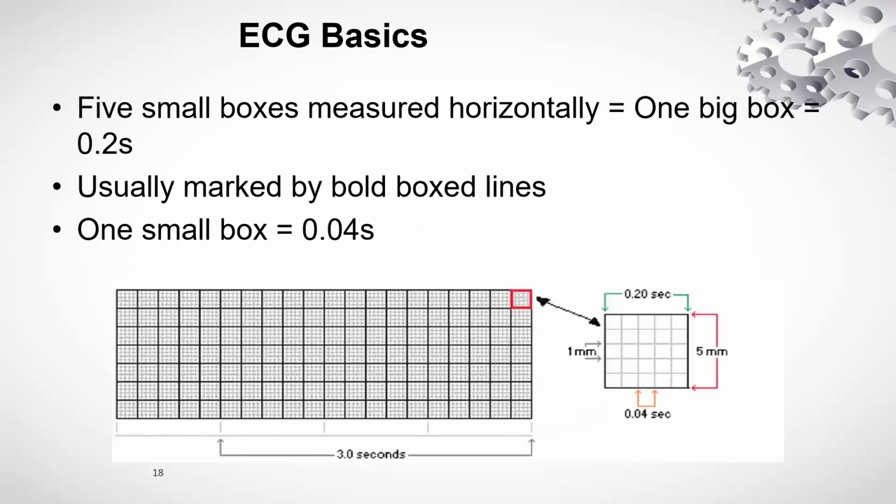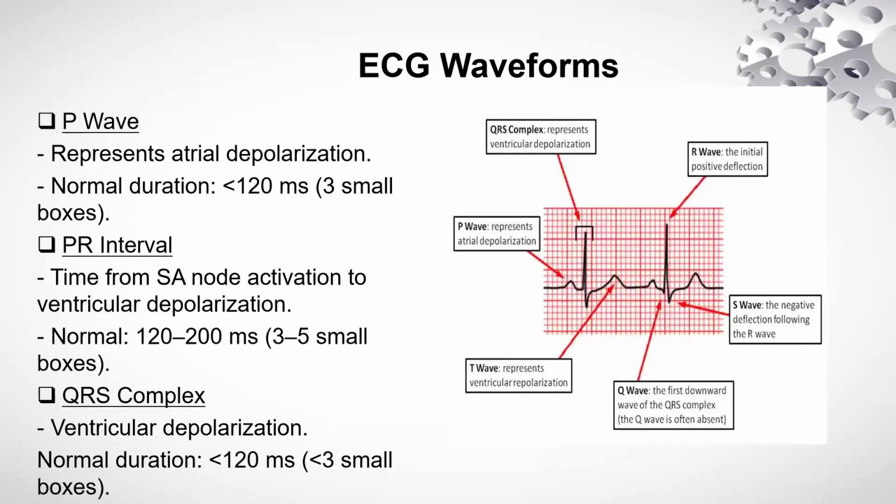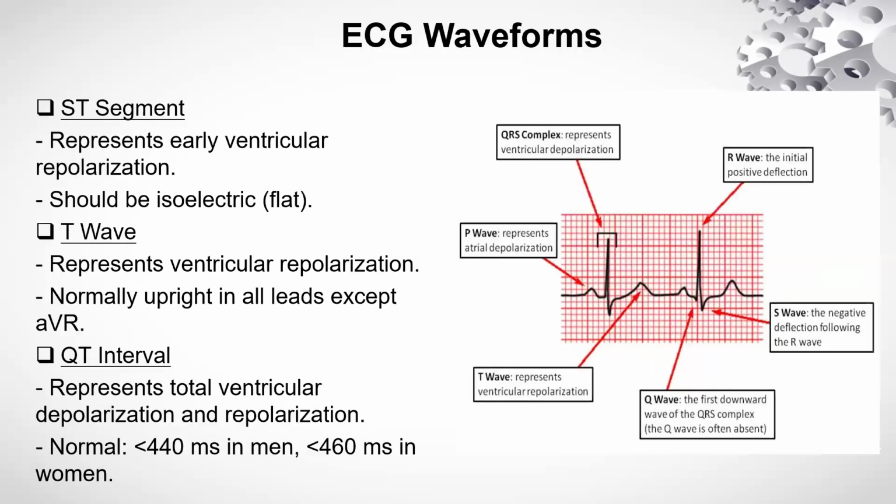Okay, so we'll see more of this. Now let's look at the morphology of the ECG waveforms itself. Like I mentioned, it was Einthoven that gave the nomenclature PQRST that we commonly use today. So the P wave, what does the P wave represent?